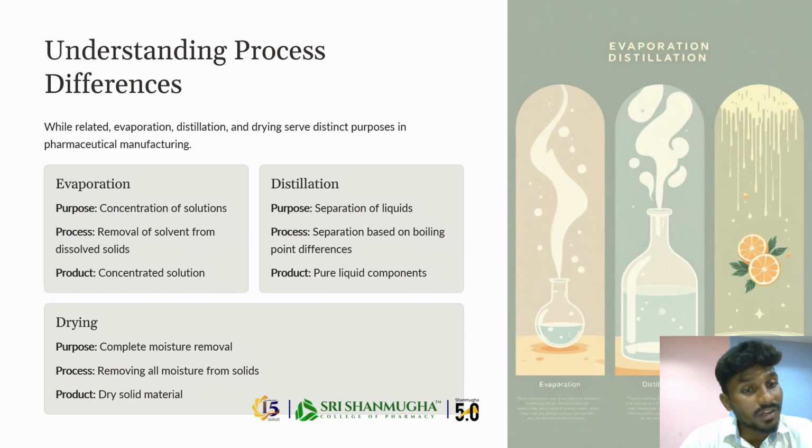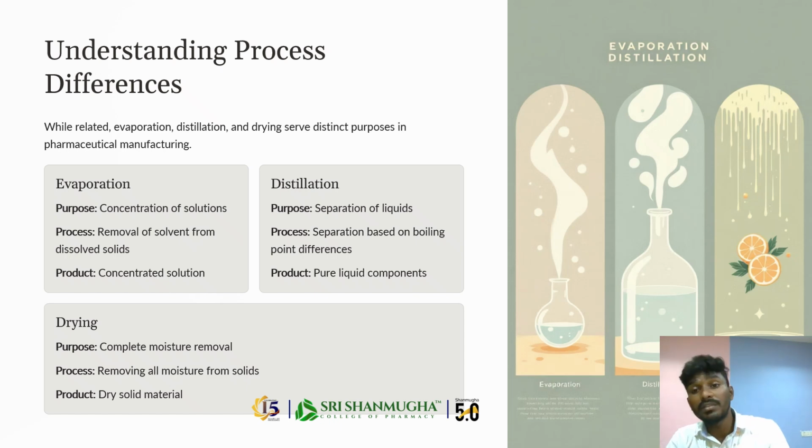What are the processes for the three different operations? The first process is evaporation: removal of solvent from a dissolved solution. The distillation process is the separation of liquids based on boiling point differences. The drying process is the removal of all moisture from a solid. What are the products? Evaporation gives a concentrated solution. The distillation product is a pure liquid compound, and the drying product is a dry solid material. These are the differences between evaporation, distillation, and drying.